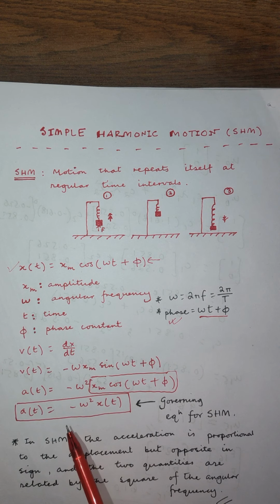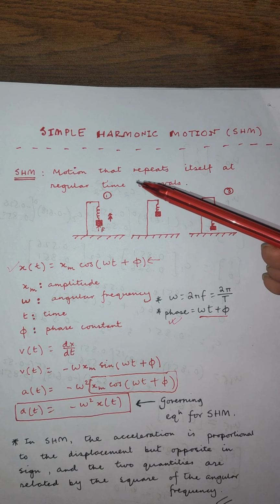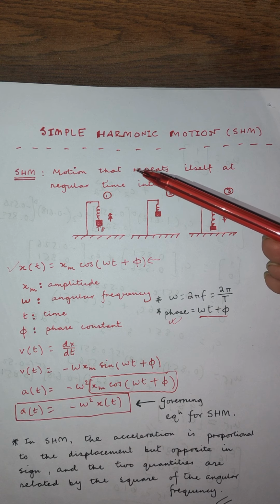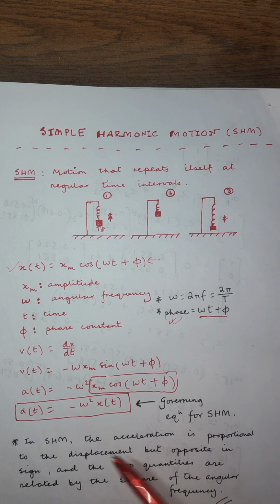a is equal to minus omega squared x. a is the acceleration, omega is the angular frequency, and x is the displacement. We just derived the relationship between the acceleration and the displacement. This is the governing equation for simple harmonic motion. I repeat, this is the governing equation for simple harmonic motion.